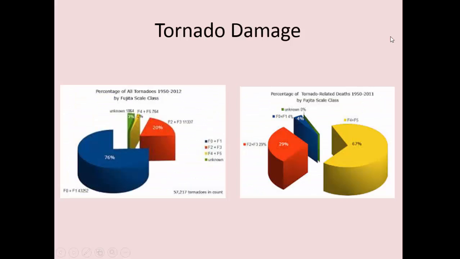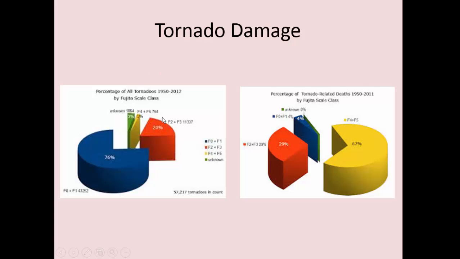All right, a couple of charts here I want you to take a look at. Let's start with the one on the left here. This is the percentage of all tornadoes between 1950 and 2012. Okay, so that's a 62-year period. That's a long period. Well, look at this. 76% of the tornadoes in the United States are either F0 or F1. That's 3/4 of them. So relatively, it's hard to say weak, but they're relatively weak tornadoes.